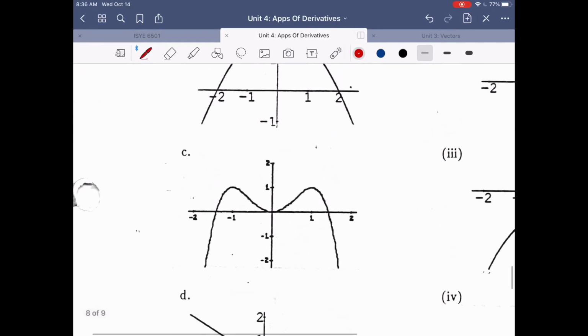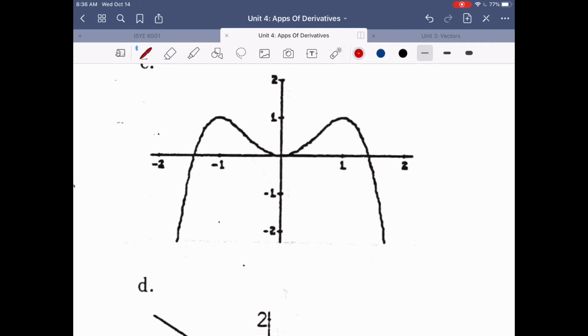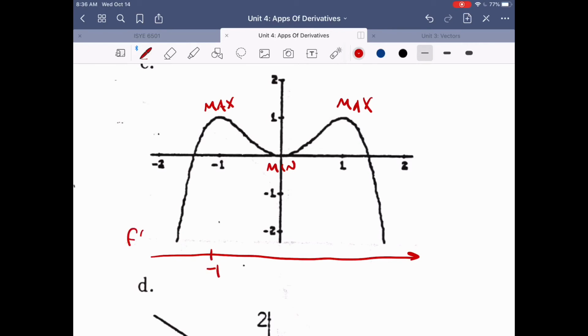So let's try another one. Let's look at part C. I have a maximum here, a minimum here, a maximum here. So I draw the number line. There was a maximum at -1. So for f prime, if you have a maximum, that means the derivative is 0. There's a minimum at 0, which means f prime is 0. There's a maximum at 1, which means f prime is 0.